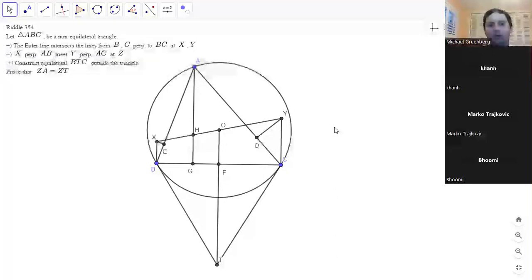So we could try to use angle chasing. Yeah, what other ways are there? Well, we could try to show that. I don't know if we could use inversion. So these triangles right here are similar to ABG and ACG, this and this. So that might help.